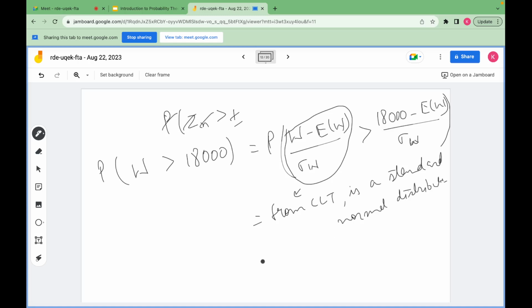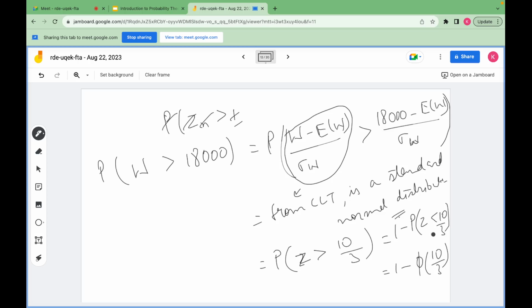So this probability becomes Z greater than 10 by 3, which is nothing but 1 minus the probability that Z is less than 10 by 3. So this is nothing but 1 minus phi of 10 by 3. We discussed this when we talked about normal distribution and standard normal distribution, what this phi is. Using the chart of phi, we can calculate the value of phi of 10 by 3, and this will come out approximately 4.3 into 10 to the power minus 4.